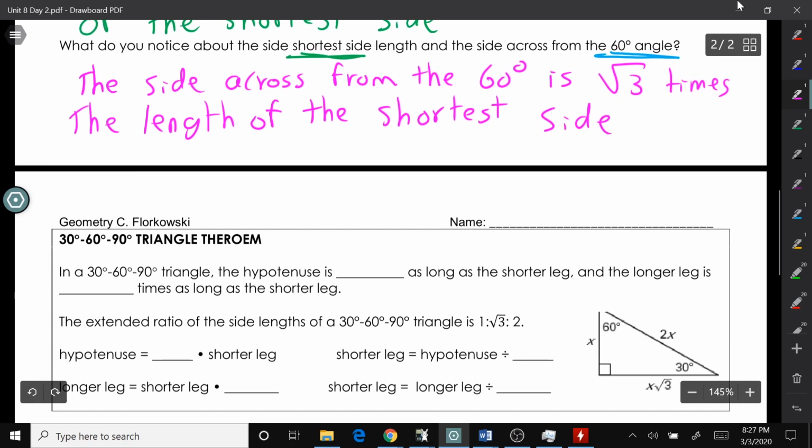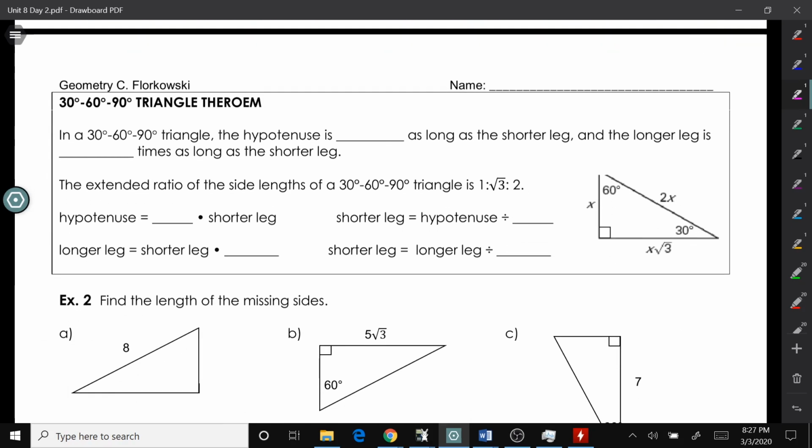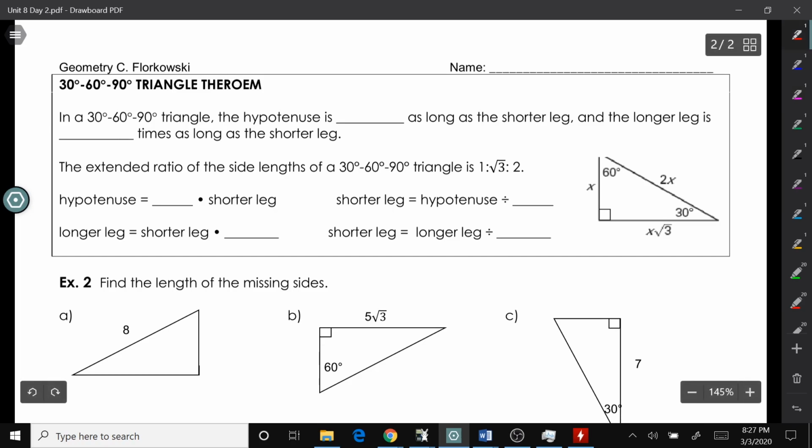So if we look at the next page where we have our general rule. In a 30, 60, 90 triangle, the hypotenuse is 2 times as long as the shorter leg, and the longer leg is the square root of 3 times as long as the shorter leg. So that's what we wrote up on the previous page in words. So this area down here is going to be kind of our Bible in what to do given the situation. The hypotenuse is always 2 times the shorter leg.